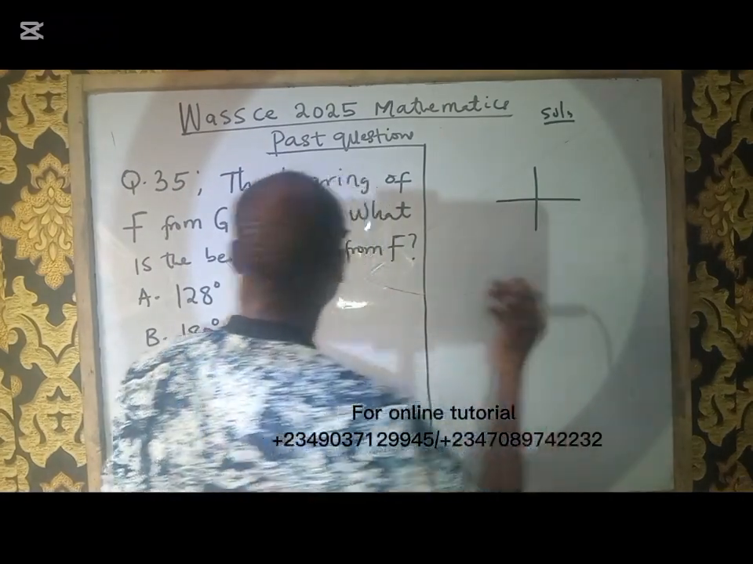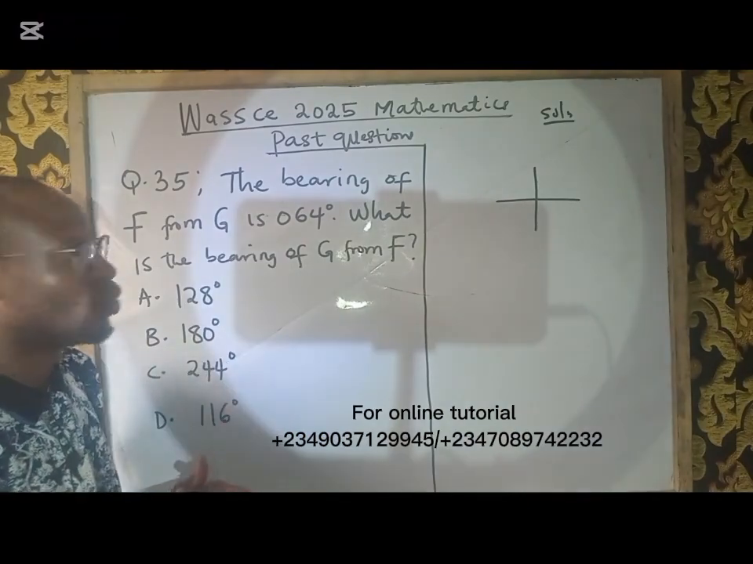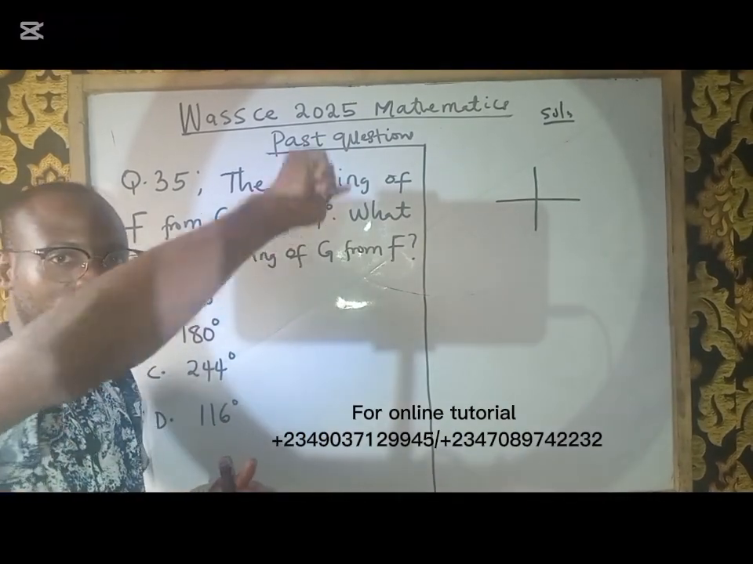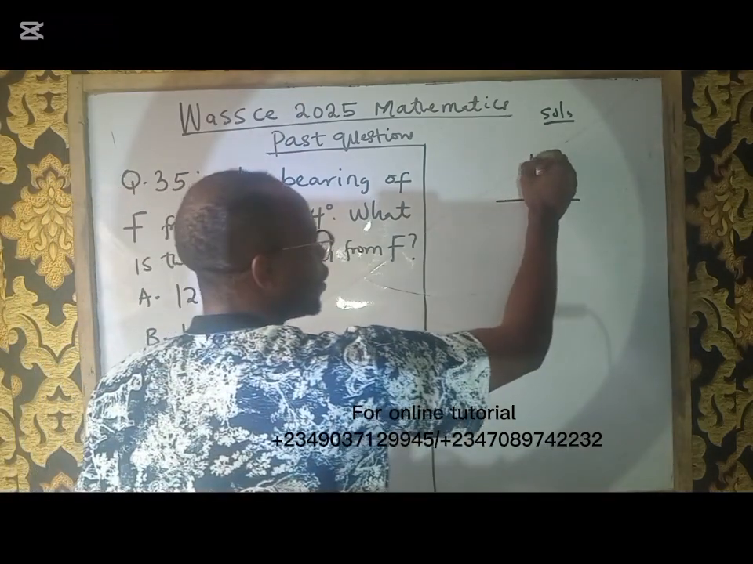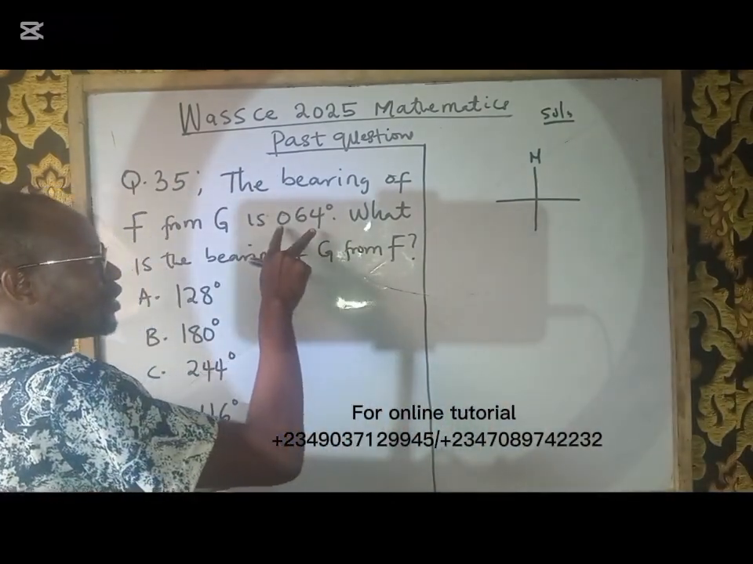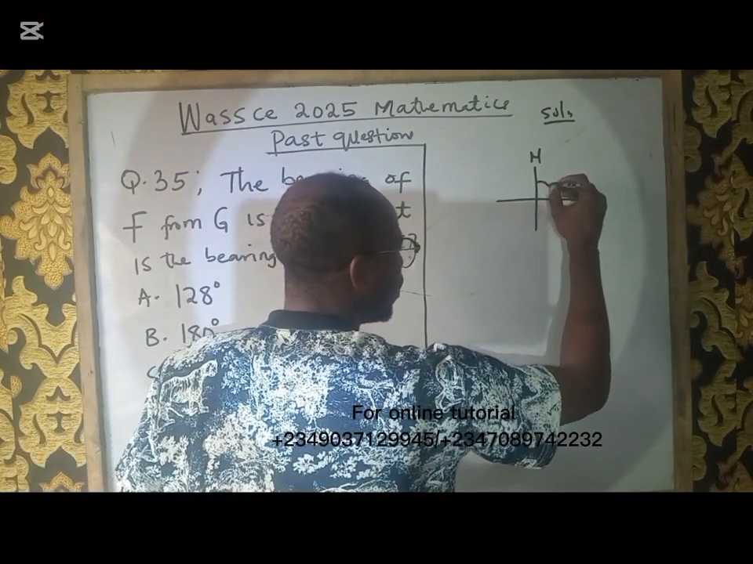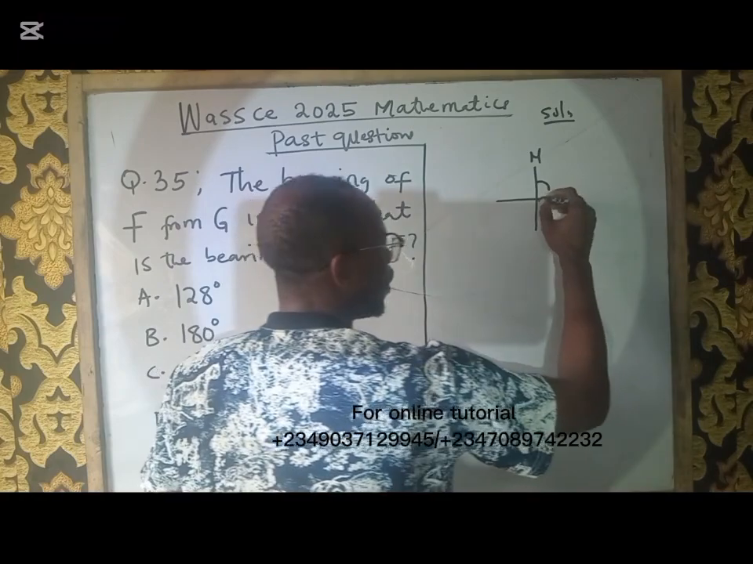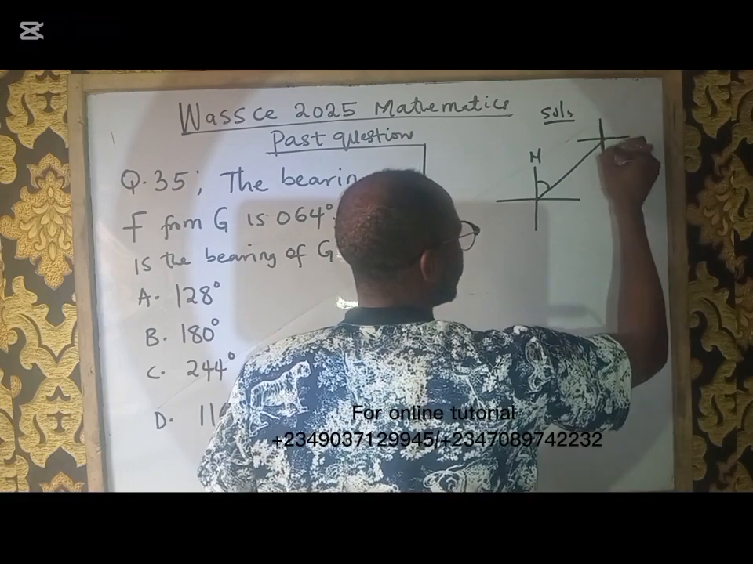For a three-figure bearing, lest I forget, I have to remind you of something. You have to start from the north, then measure clockwise. This is the north, and you measure clockwise. That's for a three-figure bearing. So this is 64 now, and you are going to move this way. It's not up to 90. You stop here. Then you move this way. Can you see that? You move this way.